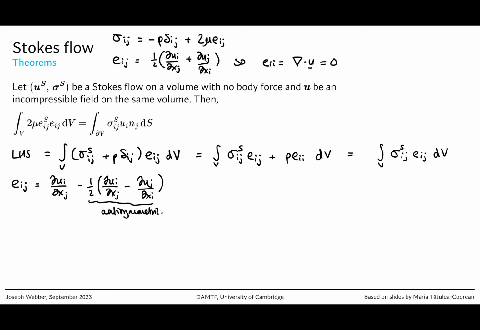If you switch the indices, you switch the sign. But remember, this is symmetric. The stress tensor is symmetric by definition. So if you contract an anti-symmetric tensor with a symmetric tensor, you get 0.